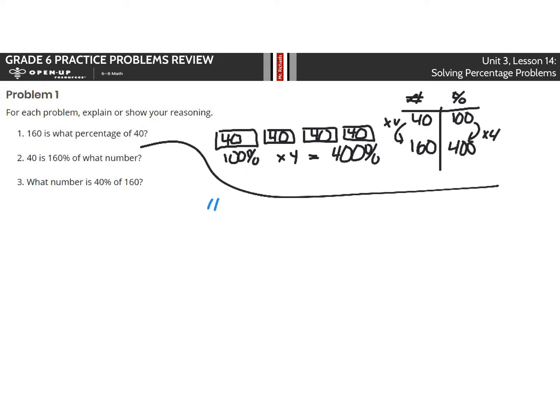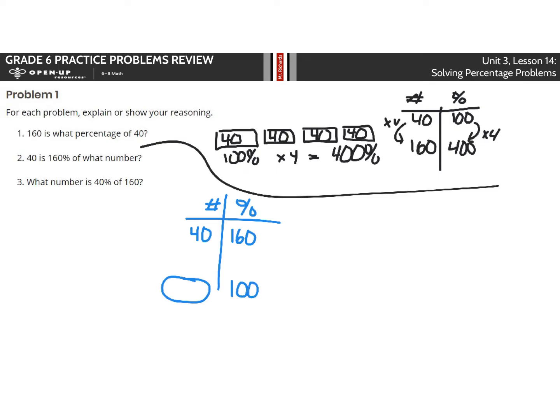For question 2, 40 is 160% of what number? Let's go to our table method for this one. Table and percentage. 40 is 160% of what number? Now that what number is going to be 100%.